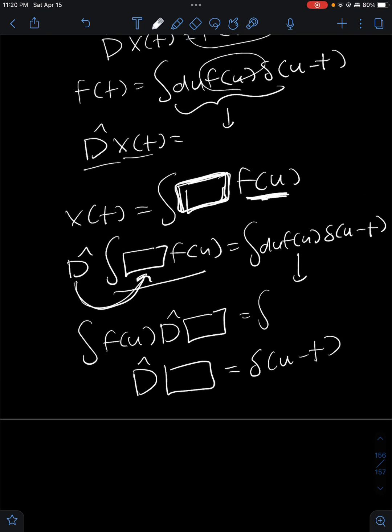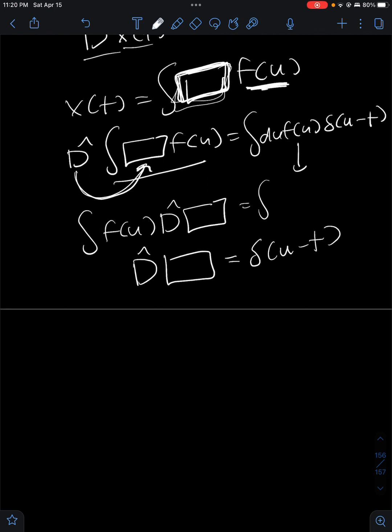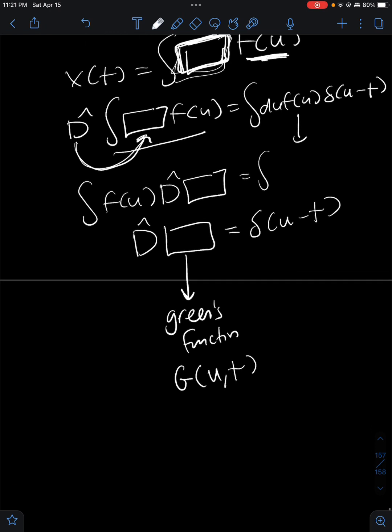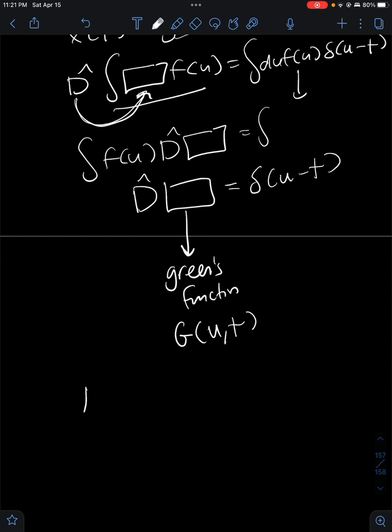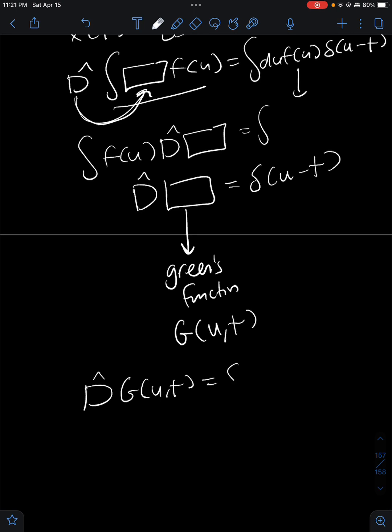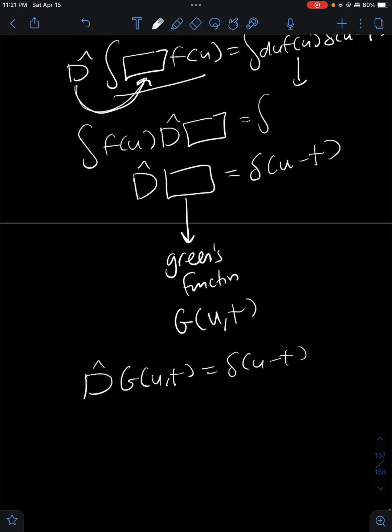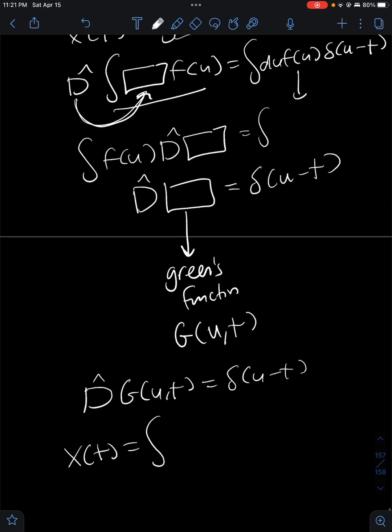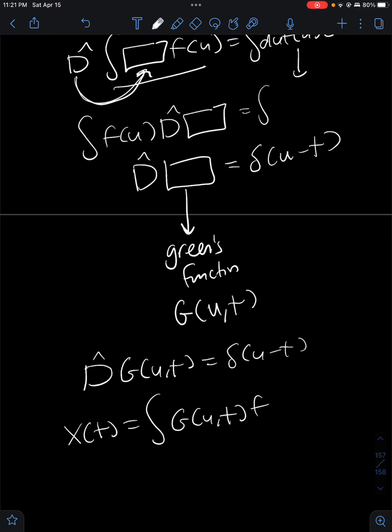What I'm saying here is that we want to expand x of t into something, right? And we want to find out what goes inside this box over here. And we found out that whatever goes inside the box, when it's being acted upon by the differential operator, should give us out a delta function. And we call this a Green's function. We use the symbol G of u, t to describe the Green's function. In other words, it's defined as being some function that when acted upon by some differential operator gives us out a delta function, meaning that x of t can be written as the integral of G of u, t times f of u.